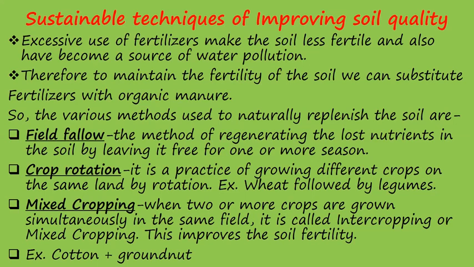Another method of improving soil quality is practicing mixed cropping. When two or more crops are grown simultaneously in the same field, it is called intercropping or mixed cropping. This improves the soil fertility. An example is cotton and groundnut grown simultaneously in the same field.